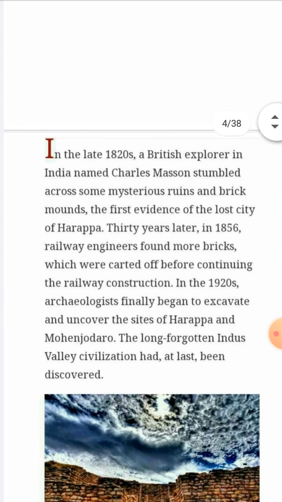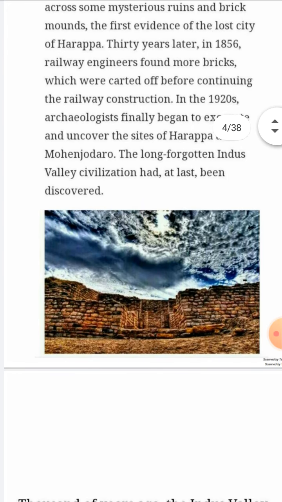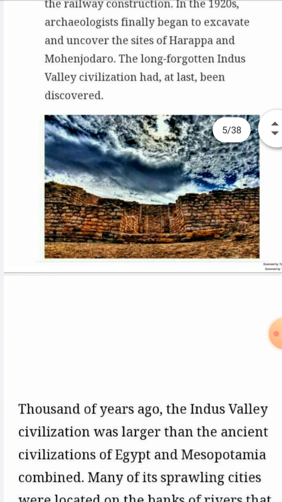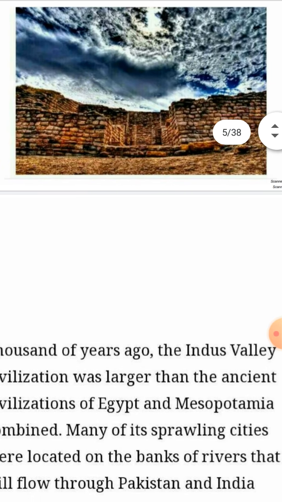In the late 1820s, a British explorer named Charles Mason stumbled across some mysterious ruins and brick mounds, the first evidence of the lost city of Harappa. Thirty years later, in 1856, railway engineers found more bricks and they were carted off before continuing the railway construction. In the 1920s, archaeologists finally began to excavate and uncover the sites of Harappa and Mohenjo-daro. The long forgotten Indus Valley civilization had at last been discovered.